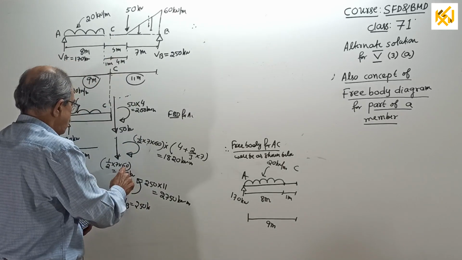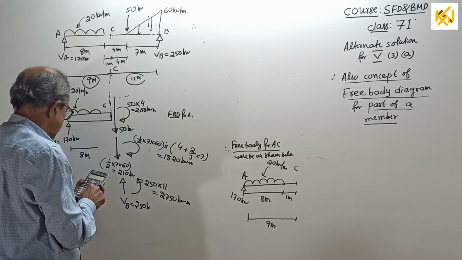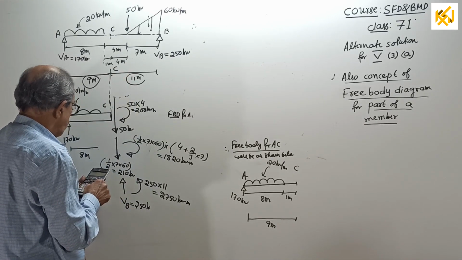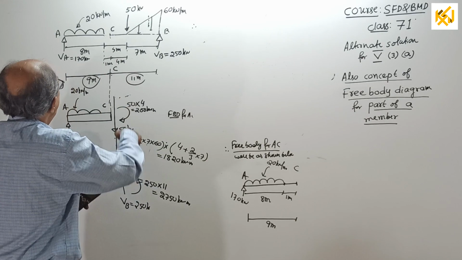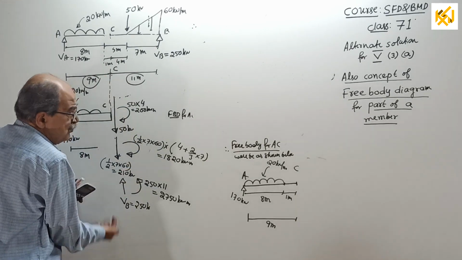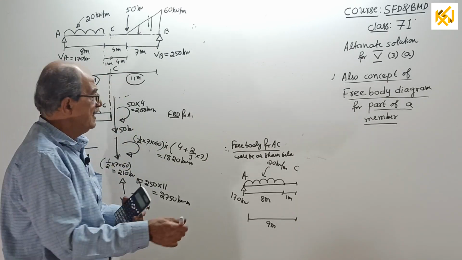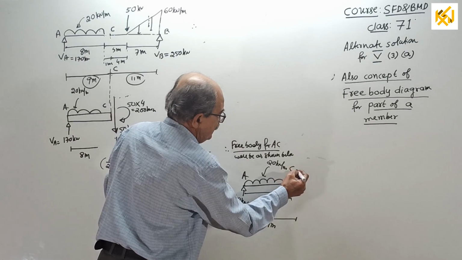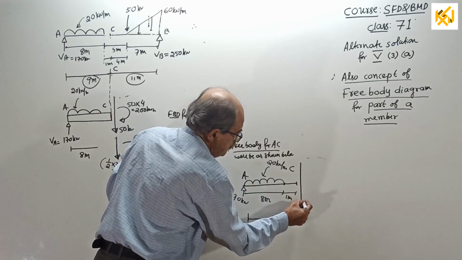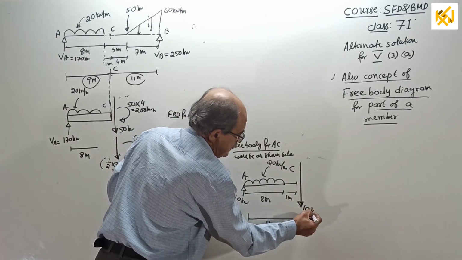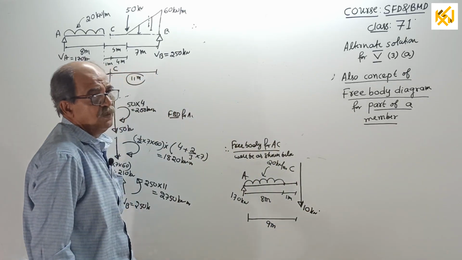250 down, 210 also down. So total what? 210 plus 50, total down is 260 down. 260 down and 250 up means undoubtedly 10 kN down. So this is 10 kN down. Hope it is clear.